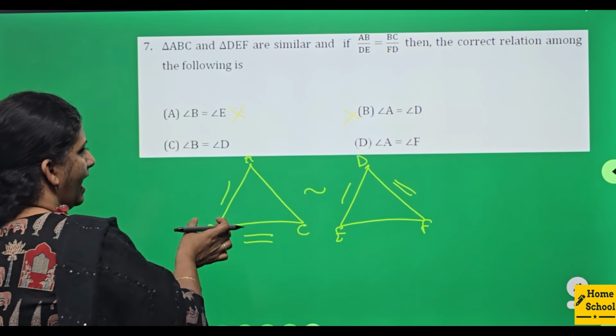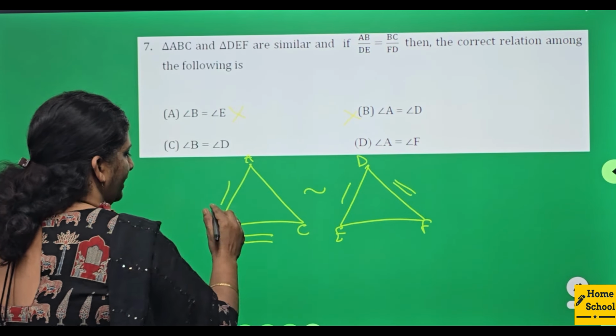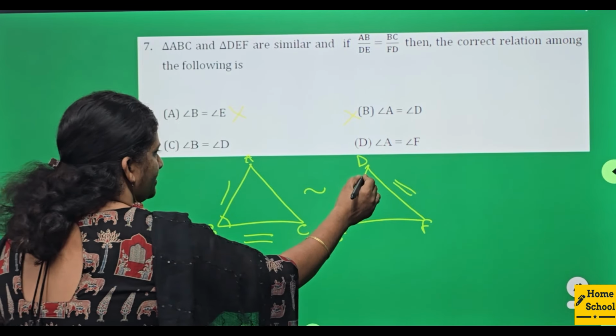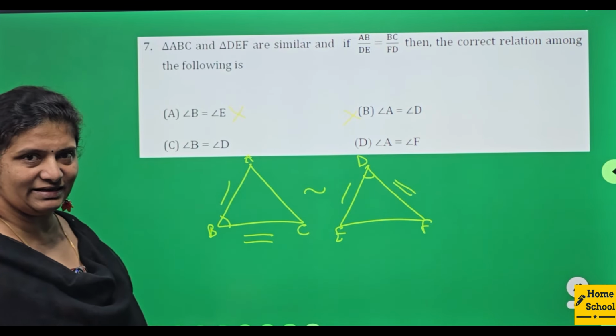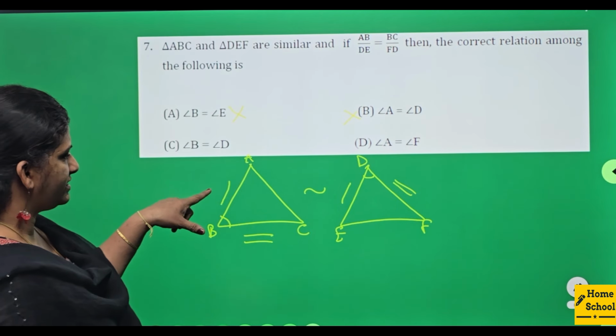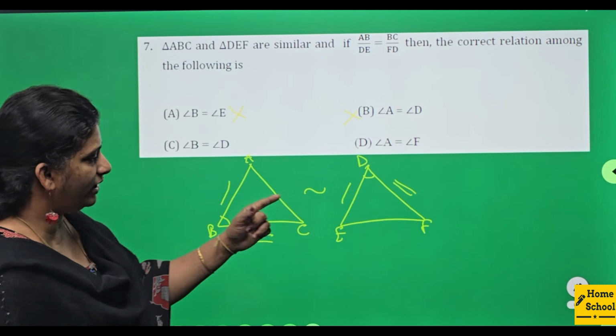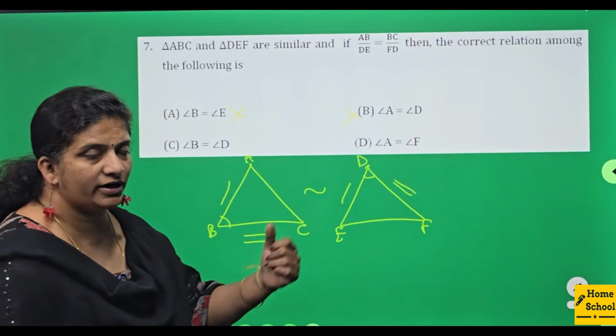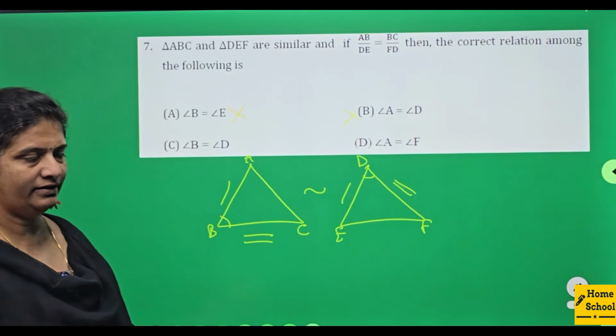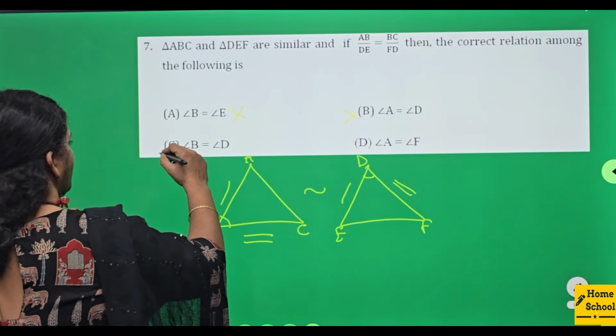Option C. Angle B is equal to angle D. Yes, it is the correct option. See here, AB corresponding to DE, BC corresponding to DF side. Right? So, therefore, your answer is option C.